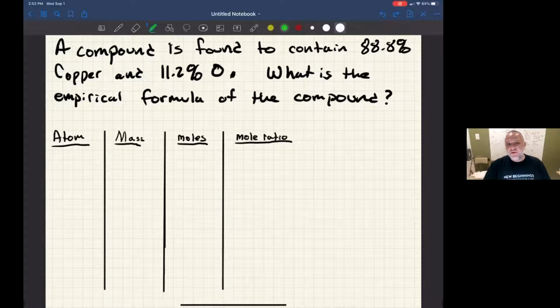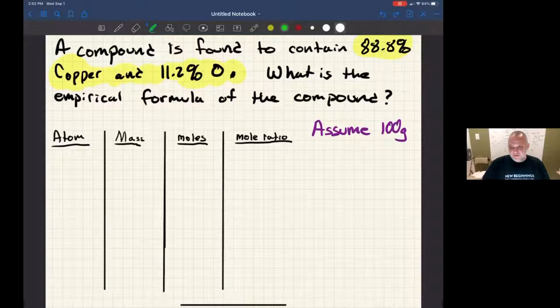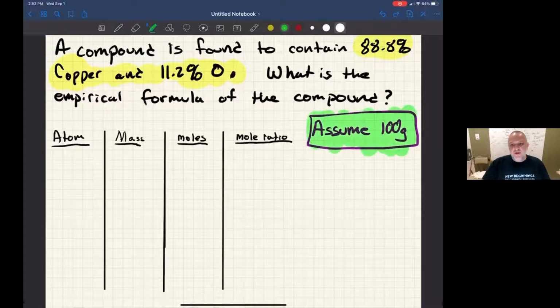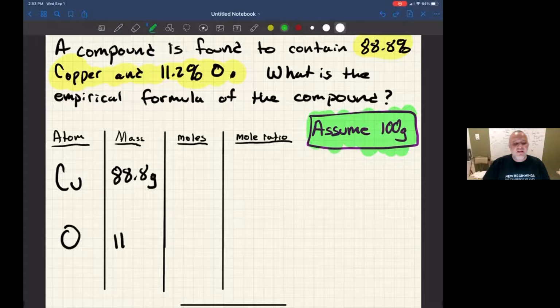So in order to do that, you would expect to have masses, but in this case, you're given mass percent composition. So how would I figure out the masses in this case? Well, what I would do is I would just make an assumption and assume that the sample was 100 grams. Why do I assume a sample of 100 grams? Well, because what's 88% of 100? It makes it easy. 88% of 100 for copper would be 88.8 grams. And likewise, oxygen would be 11.2 grams.